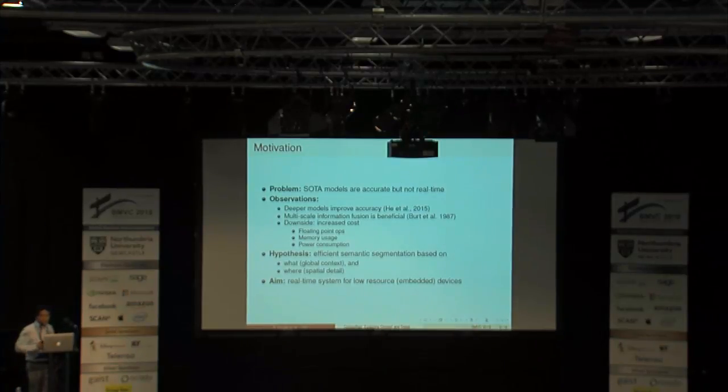Let's go back to the very basics of computer vision. We know that for segmentation, what is there in the scene is quite important, and where they are is quite important. So this is our aim: can we learn these two pieces of information independently? Because the kind of information needed for these two tasks is quite different, which I'm going to explain later. Can we do that and achieve a real-time system in embedded devices? That is our aim.